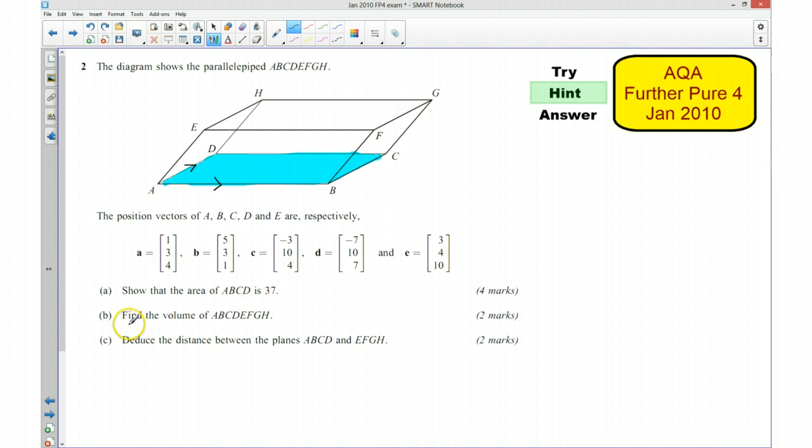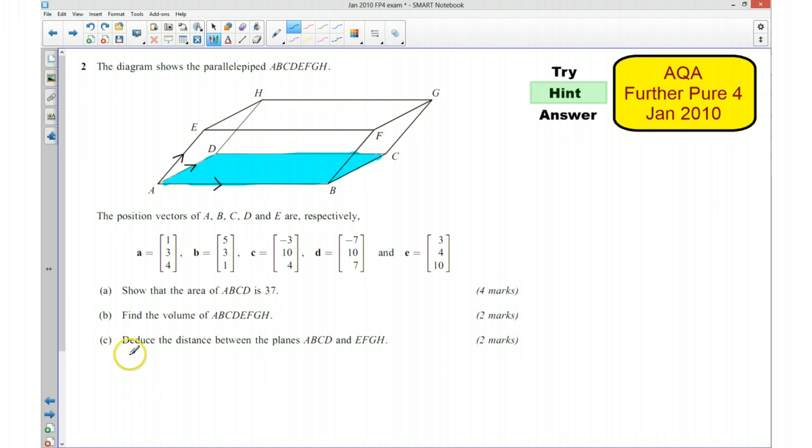For part B, it's asking you to find the volume of the whole parallelepiped. So you will know the cross product of this at this stage, and you will be able to use that to do the scalar triple product, which will then tell you what the volume is. So the other vector you need to know at that stage is that vector there.